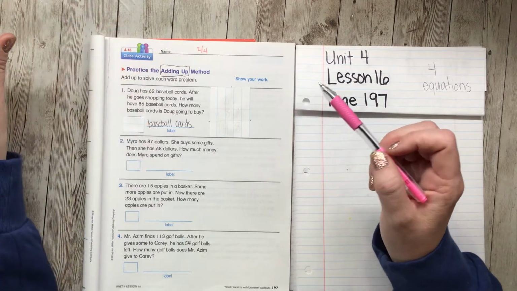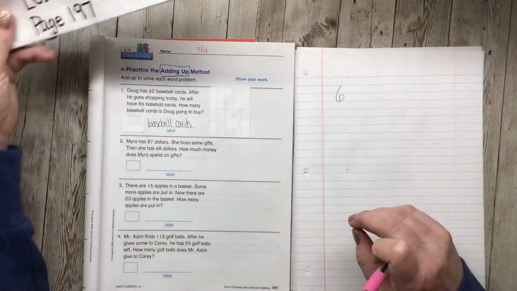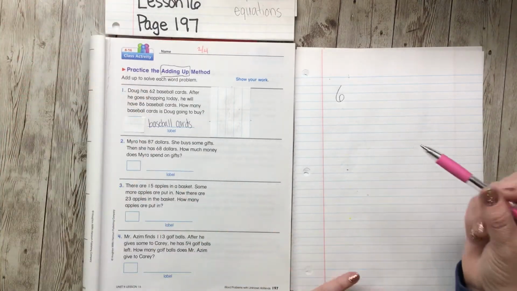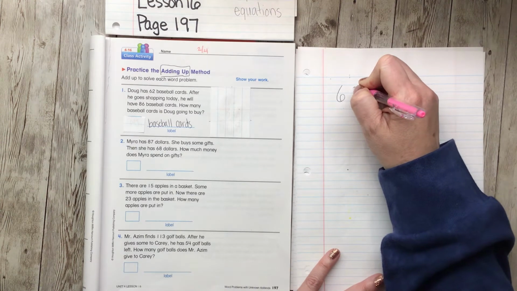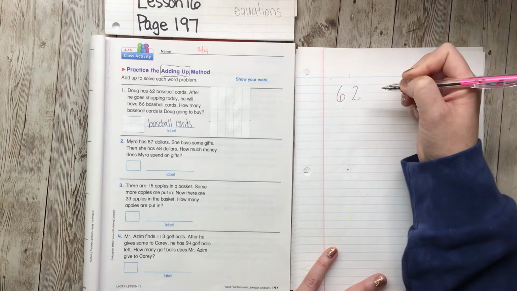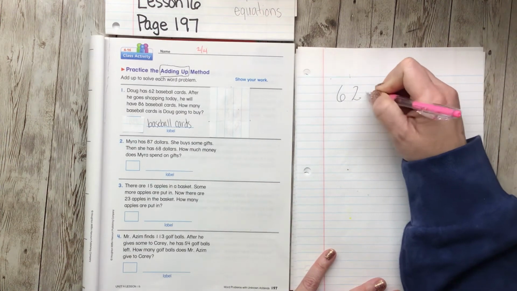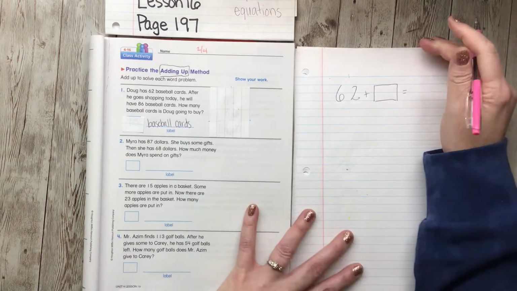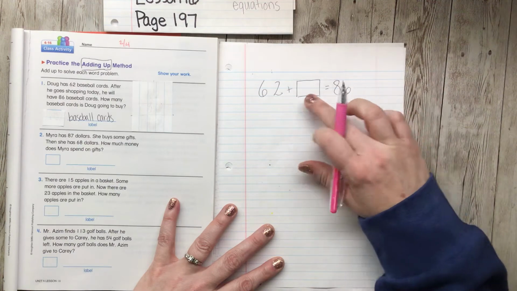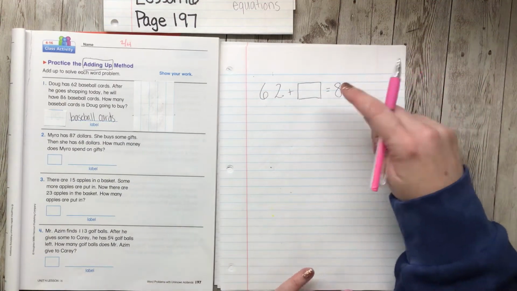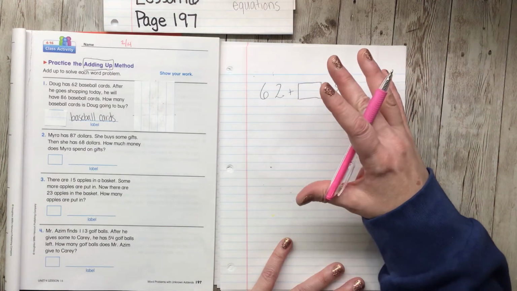So we're doing the adding up method, and the adding up method means that we're going to actually use this number and see what it takes to get up to 86. So what we're going to do is write 62, and then we have a box, because 62 plus something equals 86. We don't know what the difference is just yet. So we're going to try to figure out how to get to 86 without using subtraction.